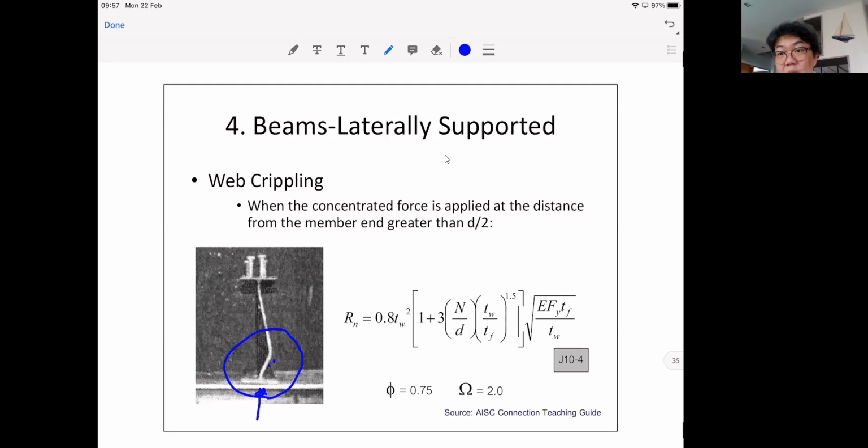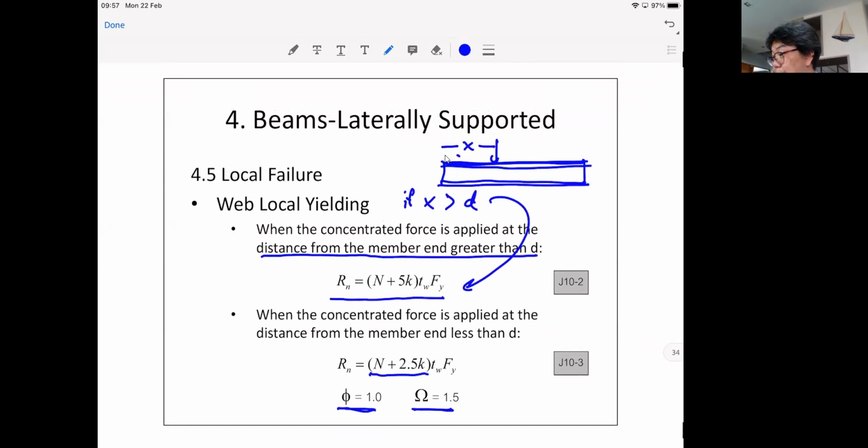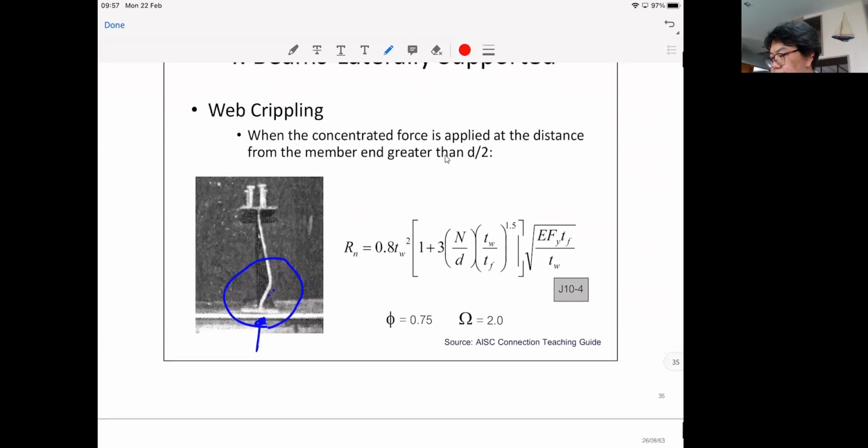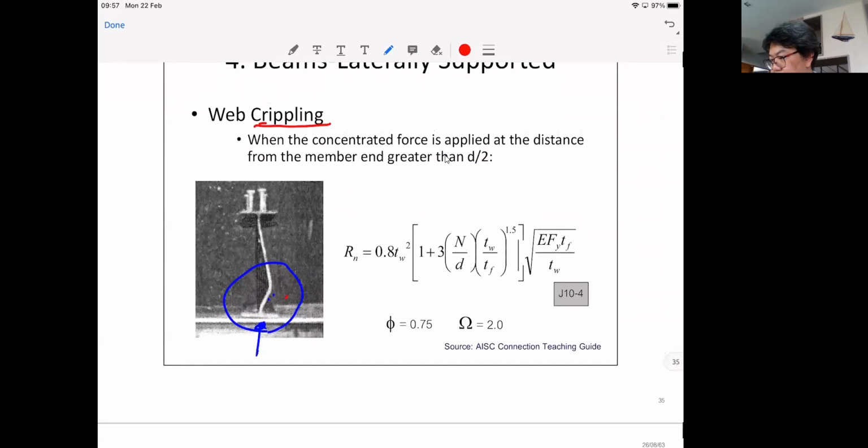Now, generally for web yielding, the concentrated load can be either tension or compression. Let me write it down. It can be either tension or compression. But for web crippling, in order to cause this kind of behavior, we can say it has to be compression only.